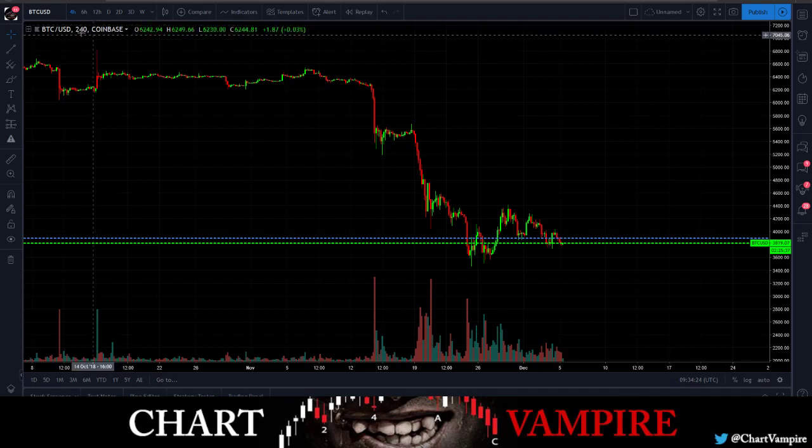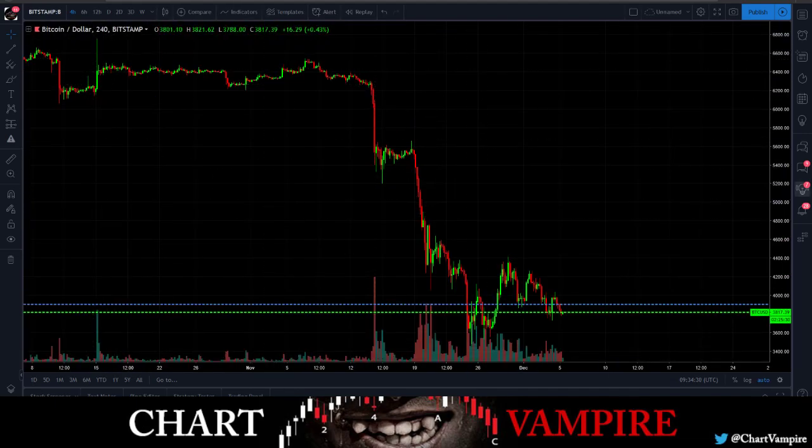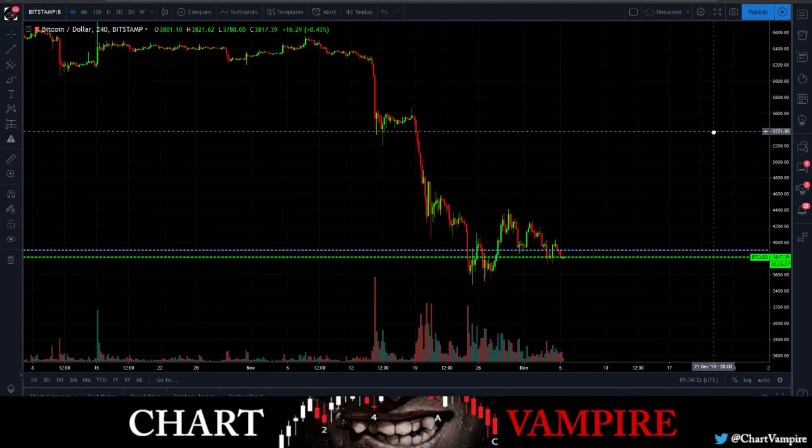And so first thing we're going to do is we're going to open up our chart right here. We're going to go to Bitstamp. We like to use our Bitstamp chart, so we're going to load our Bitstamp chart. It's now in effect. So there we go.